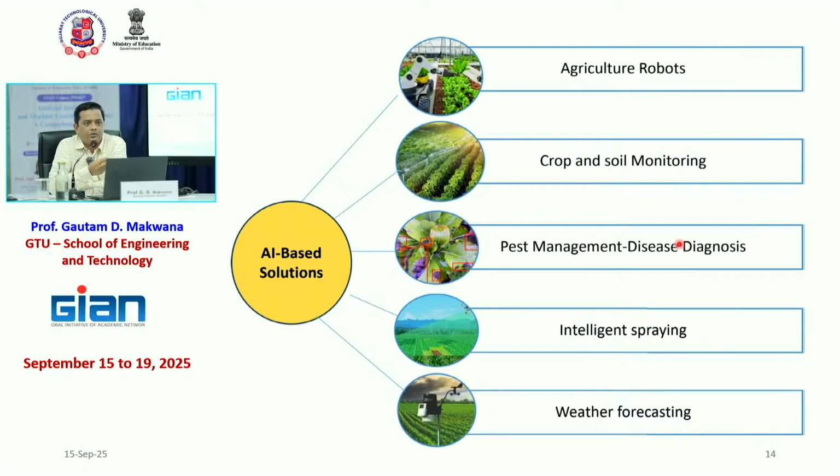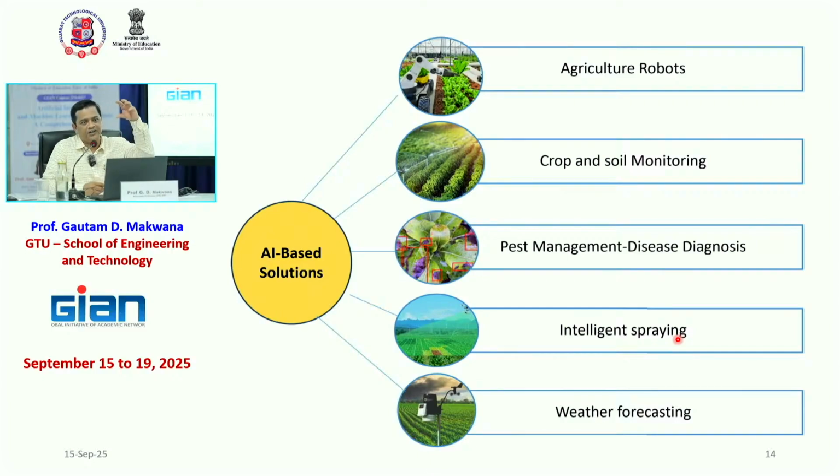Okay, so in this case, if you control the disease in the plant, then it will give more output or more yield of the crops. So that kind of thing is the disease diagnosis, and then there is intelligent spraying. This will give the idea of what amount of water to spray on which region of the crops.